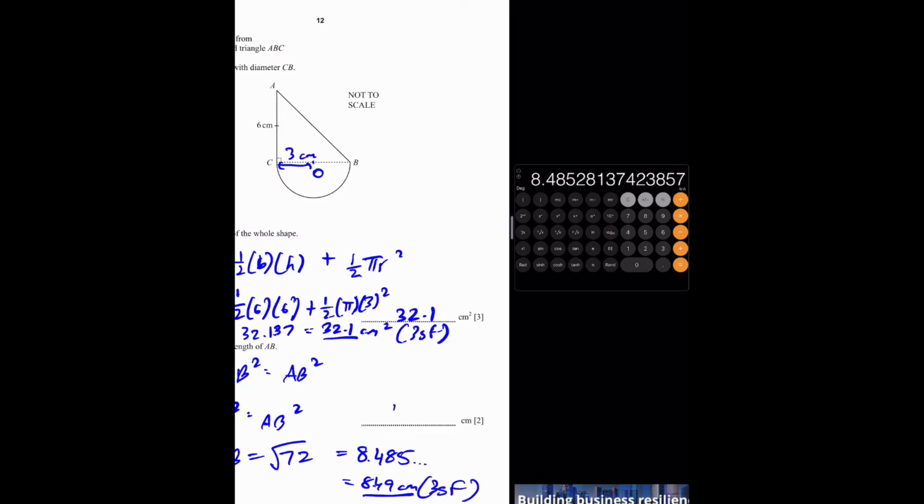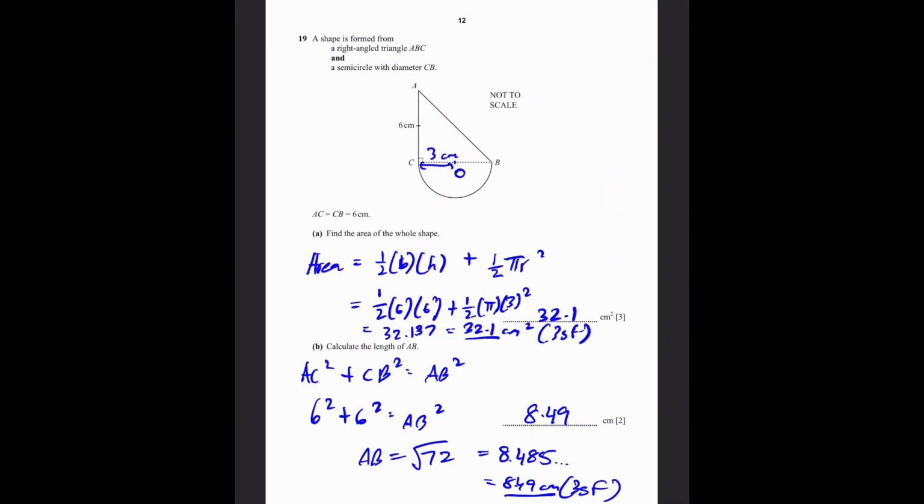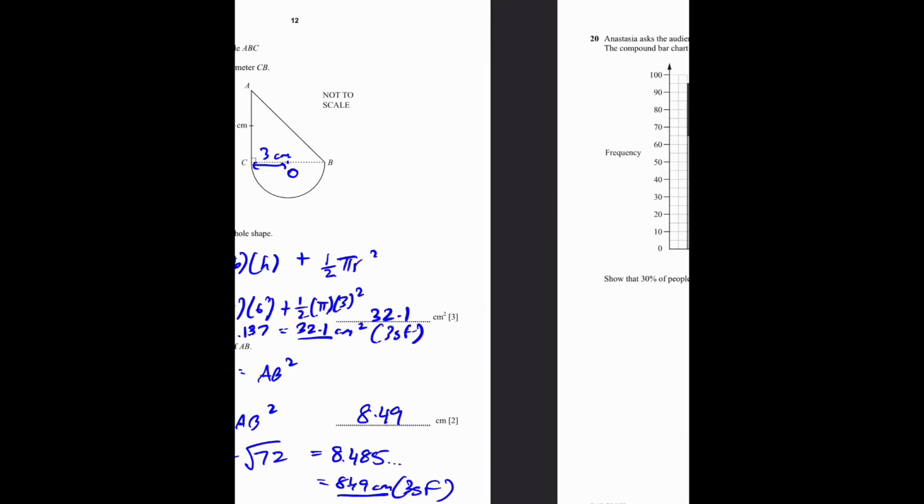You'll notice I like writing my answers to 3 significant figures, and this is a good practice considering that in IGCSE, which is 9th grade and 10th grade, you will need to write your answers to 3 significant figures if they are not exact, like this one. It's a good practice to have, so I'm using it. That's the answer. Question 20.